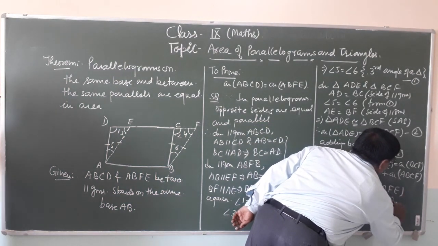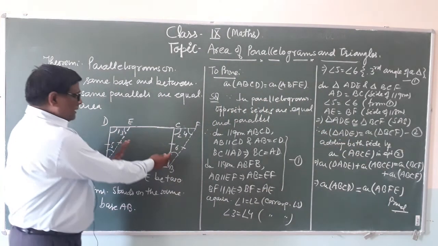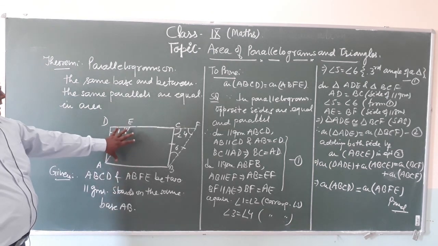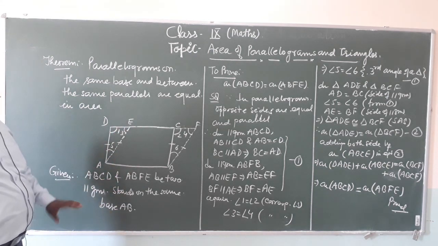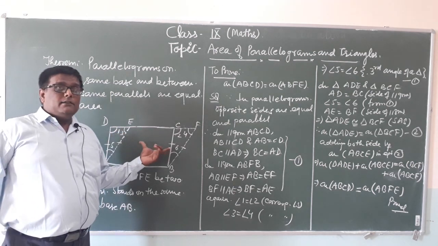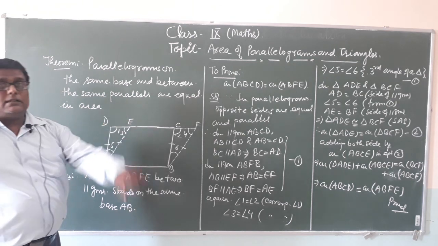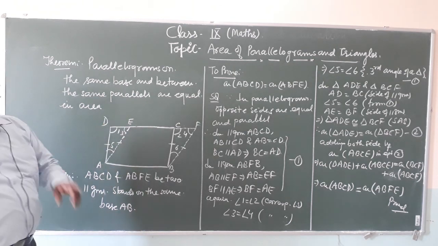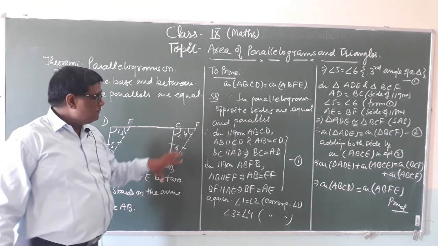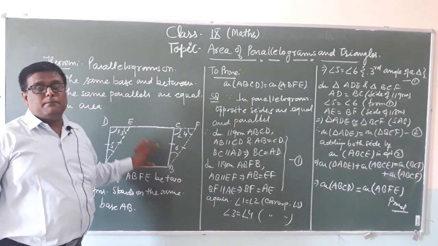This is our proof. So we can write, if two parallelograms stand on the same base and between the same parallels, therefore areas are equal. And if a triangle and a parallelogram stand on the same base, the area of the triangle is equal to 1/2 the area of the parallelogram. Now we have to prove this again in this theorem. Thank you.